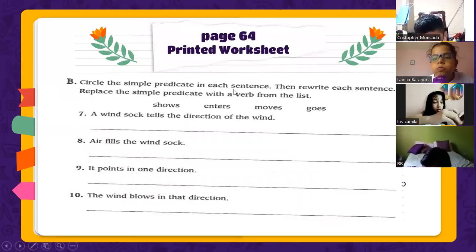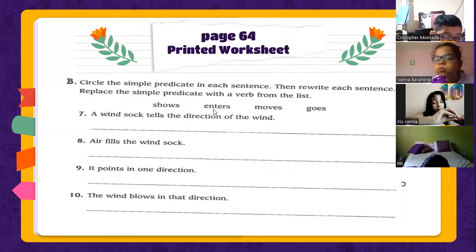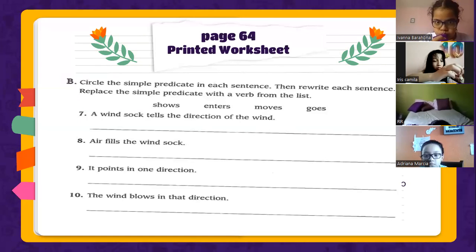Circle the simple predicate in each sentence, then rewrite each sentence. Replace the simple predicate with a verb from the list. That's what we have to do. Okay.